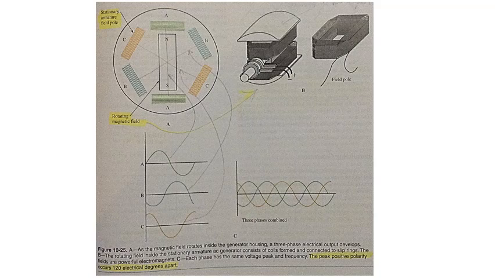It is important to note that each of the 3 phases develops the same frequency and same peak voltage. The difference between the 3 phases is that each phase develops positive and negative voltage peaks at different times, making each phase unique.